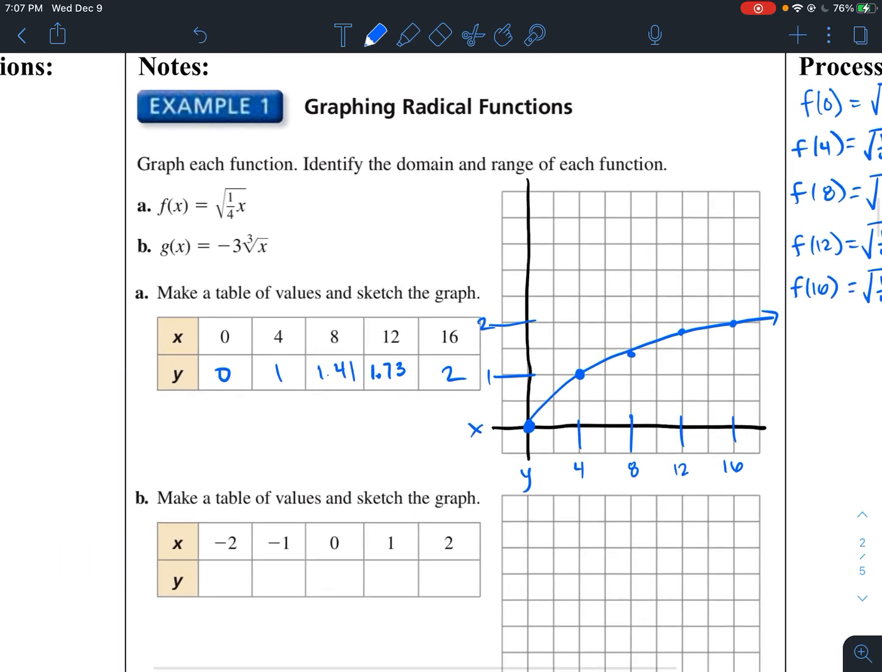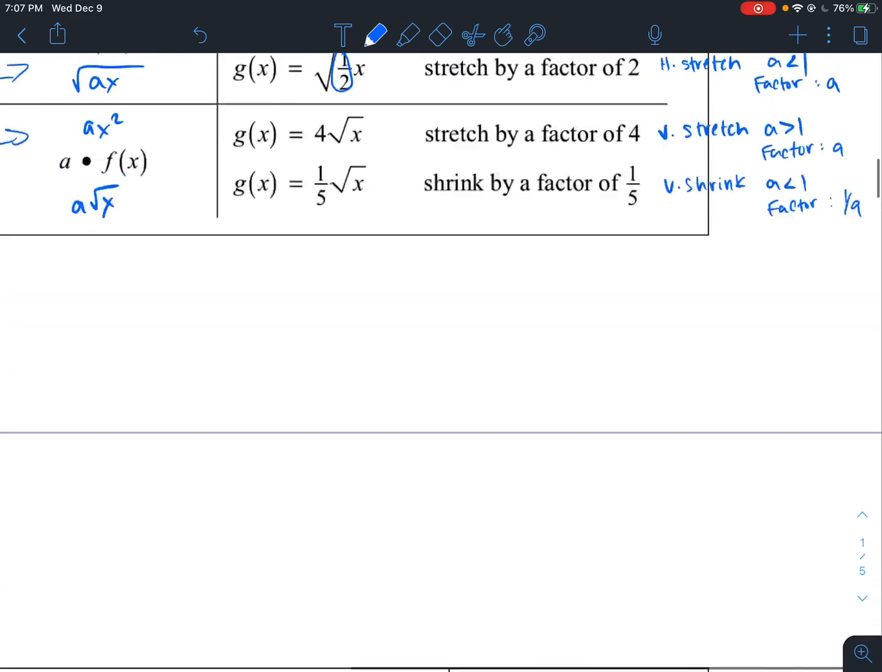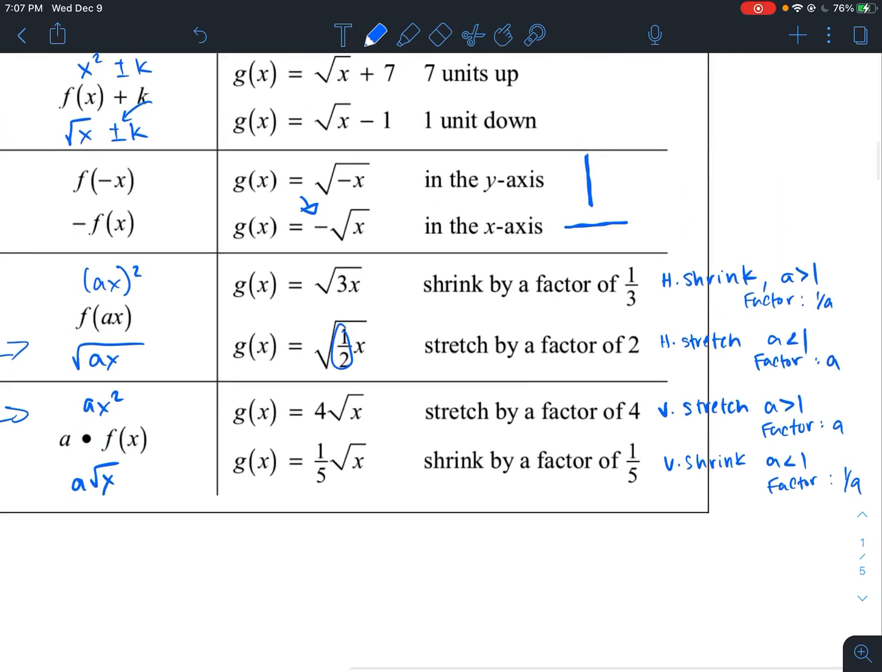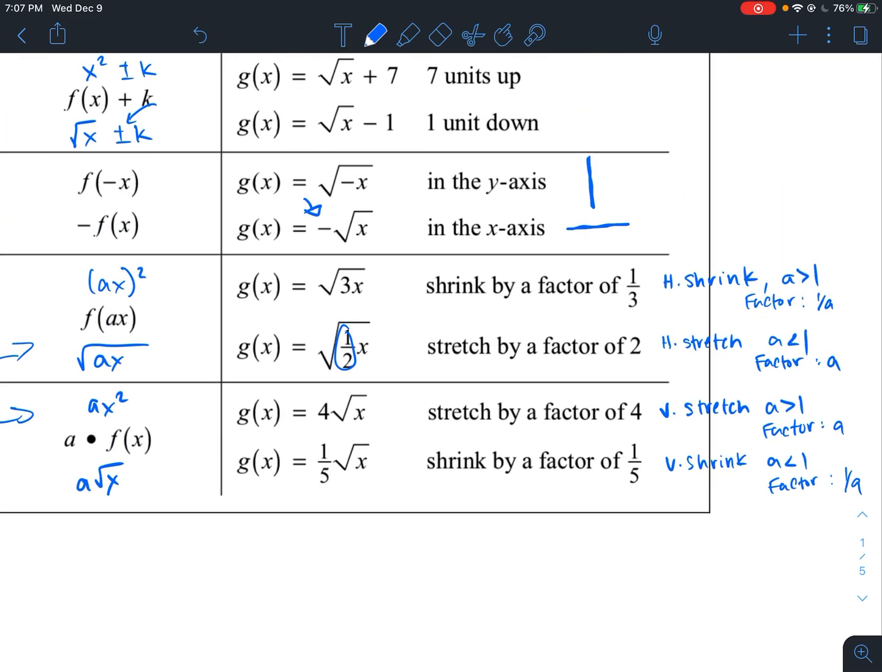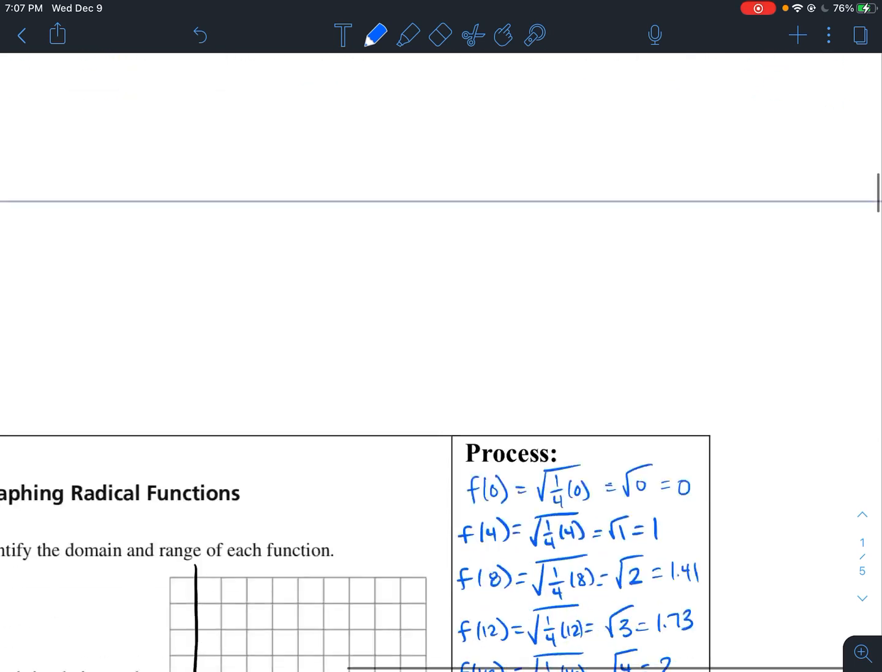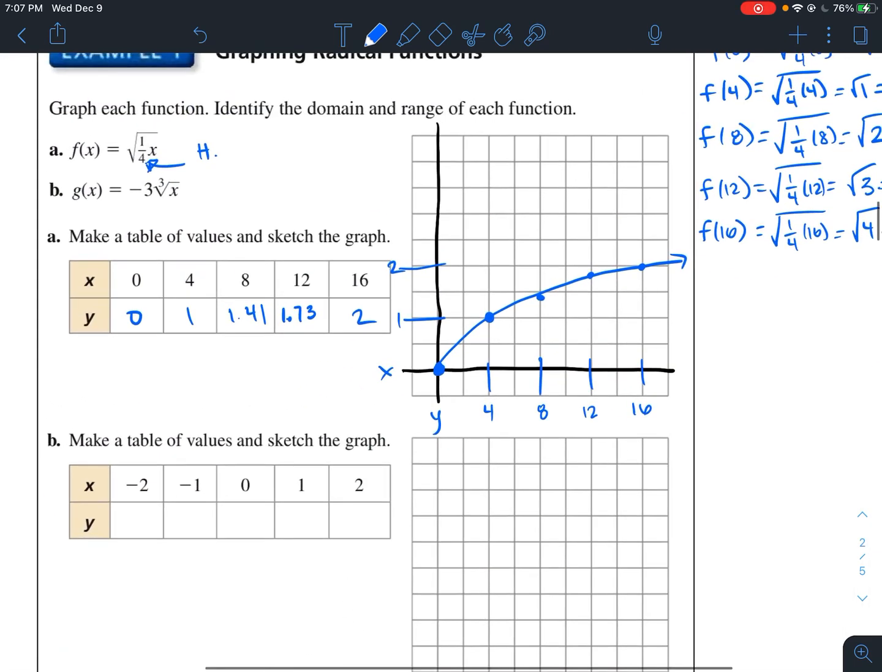Now the type of transformation here, of course, so we're multiplying inside. So that means it's going to be a horizontal stretch or a shrink. So if it's less than 1, so like right here, then this is going to be a stretch by a factor of the reciprocal. So this is going to be a horizontal stretch by 4. Okay.